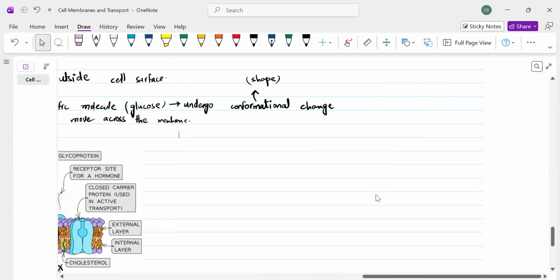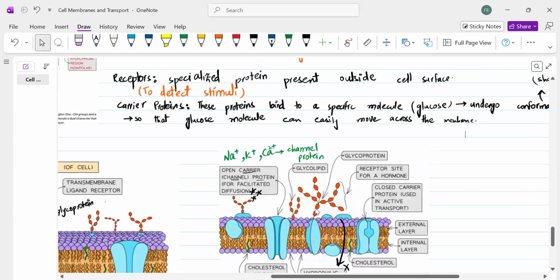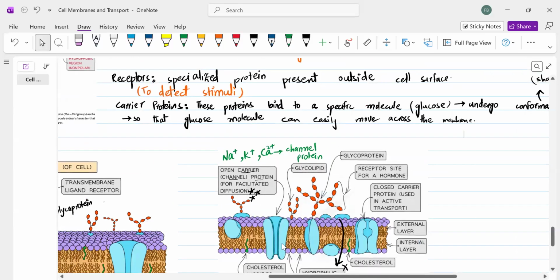One more thing. I was talking about the channel protein. Channel proteins are just like a gate, or like tunnels. Their function is just to move some specific ions, like sodium, potassium, calcium, or sometimes water. It allows rapid movement. In that case, you can say this is facilitated diffusion.